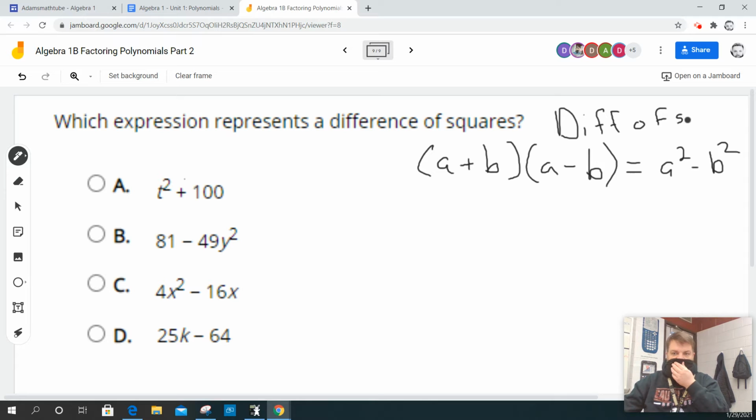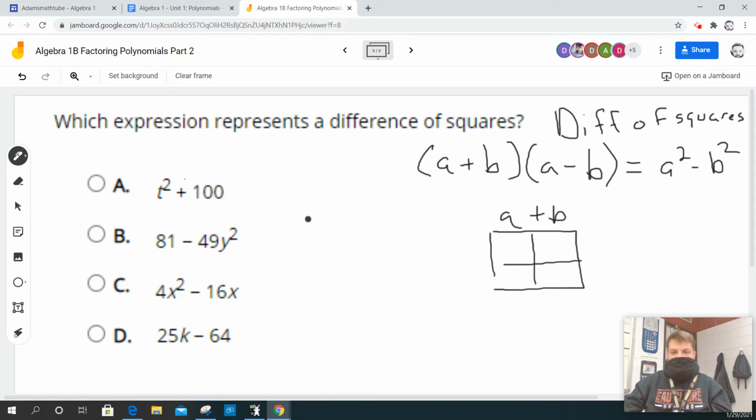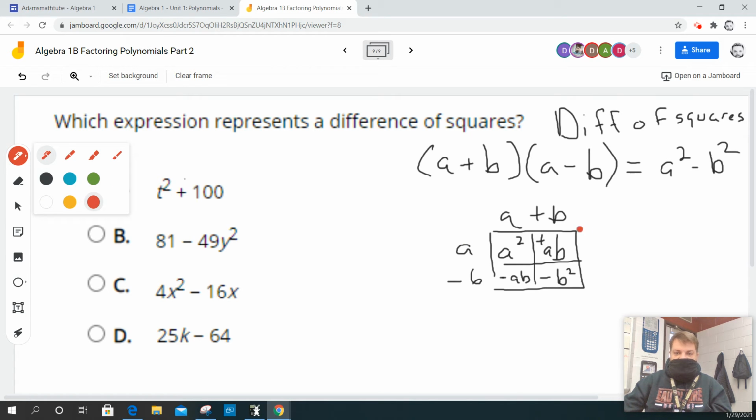And basically, this comes up quite a bit, actually. Where does that come from? Well, if I plug this in, and I say a plus b, minus b, what's a times a? A squared. What's a times b, or a times negative b? Negative ab. And what's b times negative b? Negative b squared. So just the nature of this thing, if I have a positive ab and a negative ab, they cancel each other out. And that's why we have this.